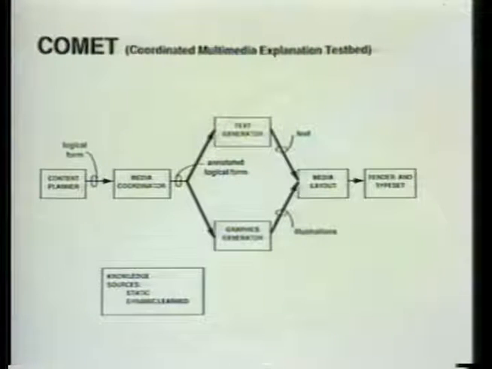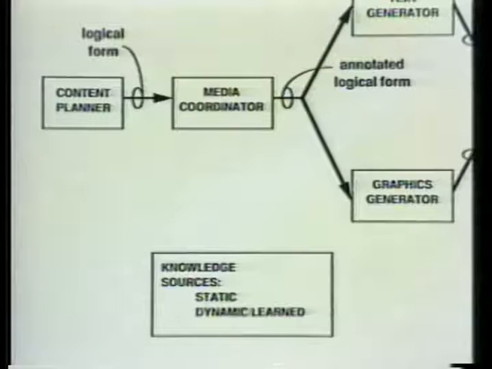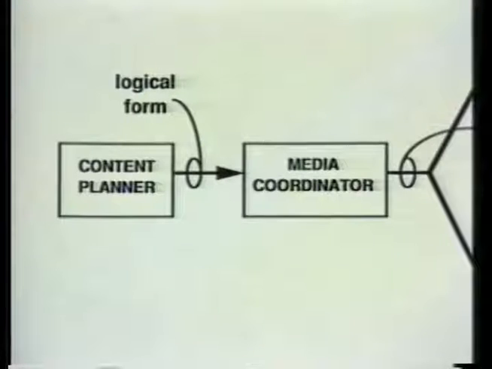Let's look at COMET's architecture. On receiving a request for an explanation, the content planner uses text plans or schemas to determine which information from the underlying knowledge sources should be included in the explanation. The content planner produces the full content for the explanation, which is represented as a hierarchy of logical forms. Each logical form specifies what information is to be communicated, but doesn't specify how the information is to be communicated.